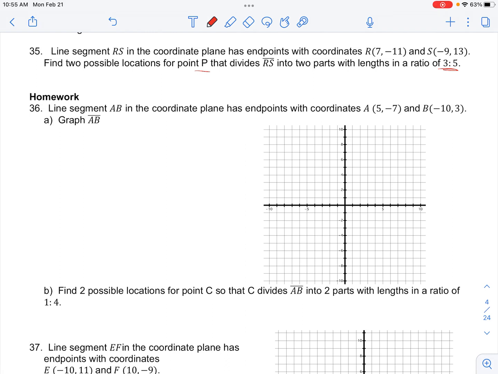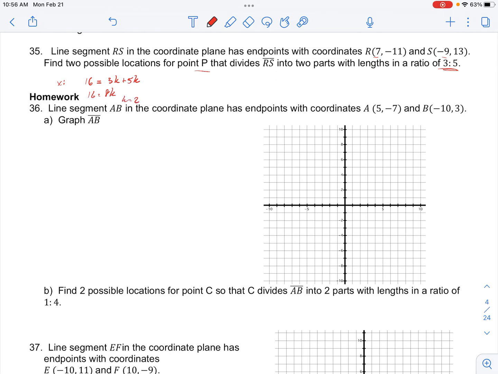First we have to find the absolute change in value in the x direction. That'll be 7 minus negative 9, which will be 16. So this is in the x direction. We have a change of 16, and we want to partition this into 3 and 5. So 16 is equal to 8k, so k is equal to 2.